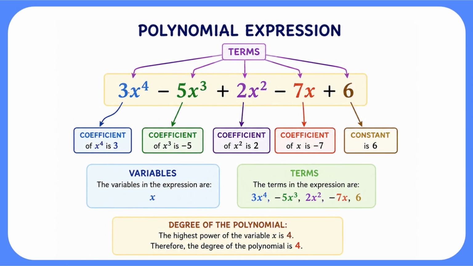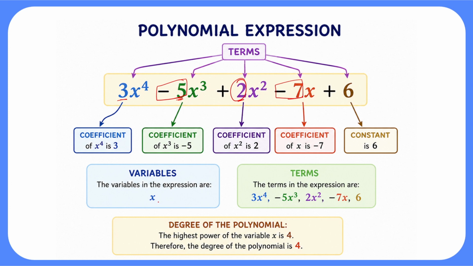Are you all good? Coefficients 3, 5. You have to also take the negative sign. -5, +2, -7, and a constant is 6. Suppose if you've been asked the coefficient of x cubed. So the coefficient of x cubed is -5. So you have to just take this entire thing. What is the coefficient of x squared? The coefficient of x squared is just 2. And what is the coefficient of x? The coefficient of x is -7, right?